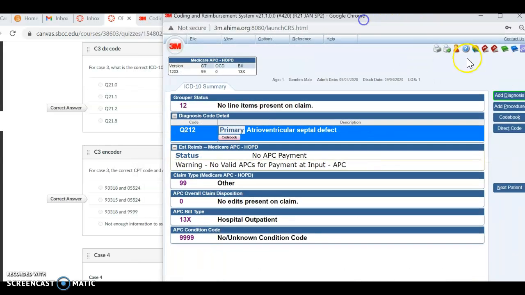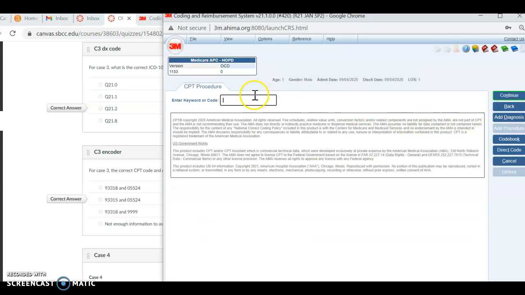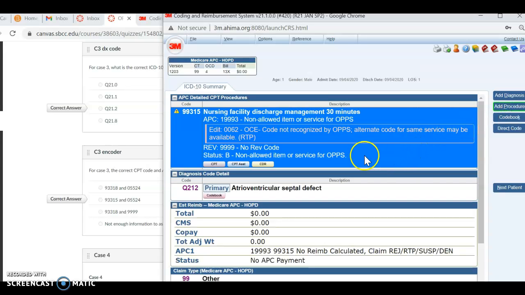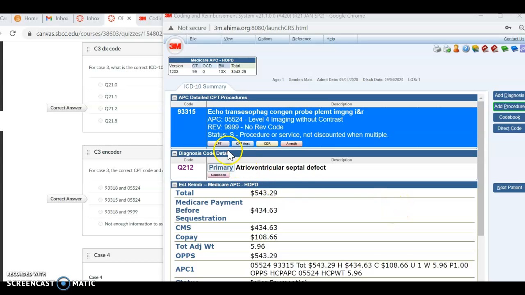So let's go ahead. I'm going to add in that procedure, just 93315, sorry about that. Okay, so we have, oh, I typed it in wrong. Let me back that up. Okay, so I have the correct code in now, 93315. My APC is 05524, level 4 imaging.